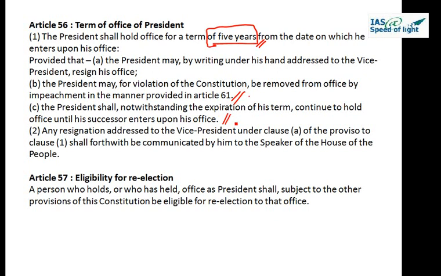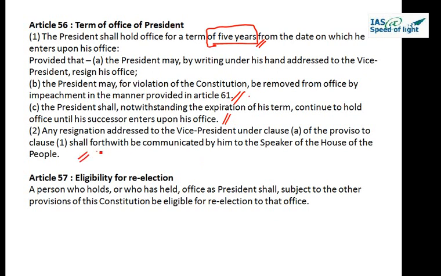Now part 2 of article number 56 says any resignation addressed to the vice president. So if the president gives his resignation to the vice president, it is the duty of the vice president to communicate the same to the speaker of Lok Sabha. So these are the terms of office of president.